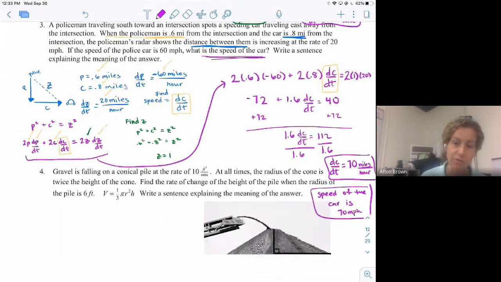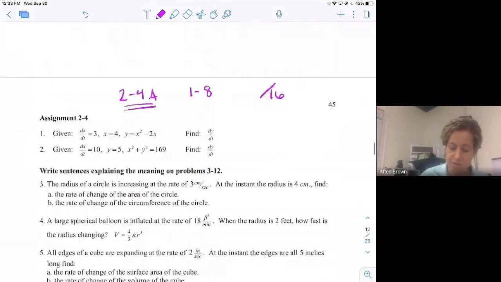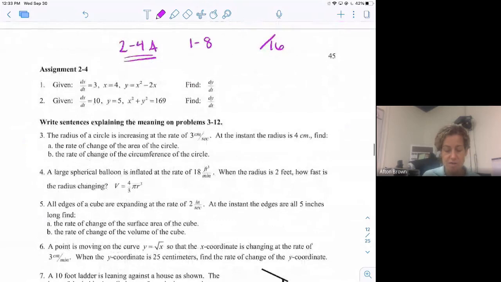Okay, so we're going to save example 4 for tomorrow. So your assignment is 2-4A. You guys just have questions 1 through 8. 1 and 2 are like the first example. There's no story problem. They just give you the values. You take the derivative and they go pretty okay.